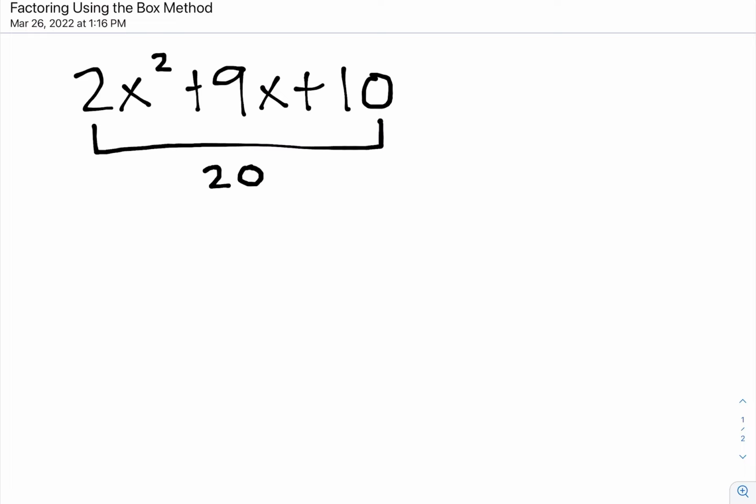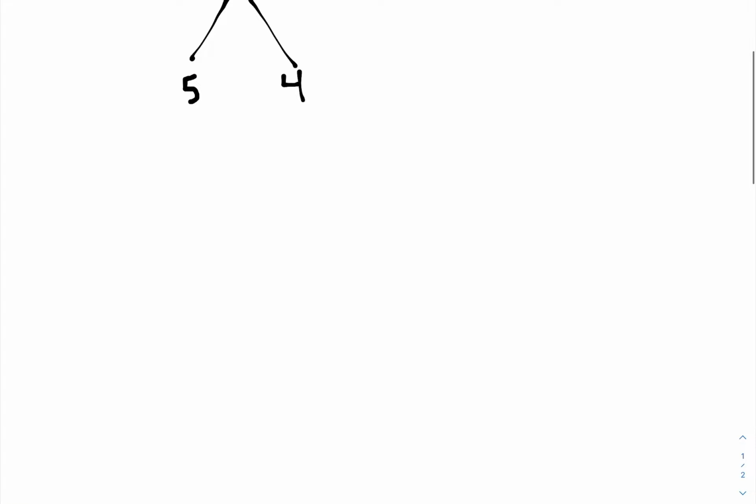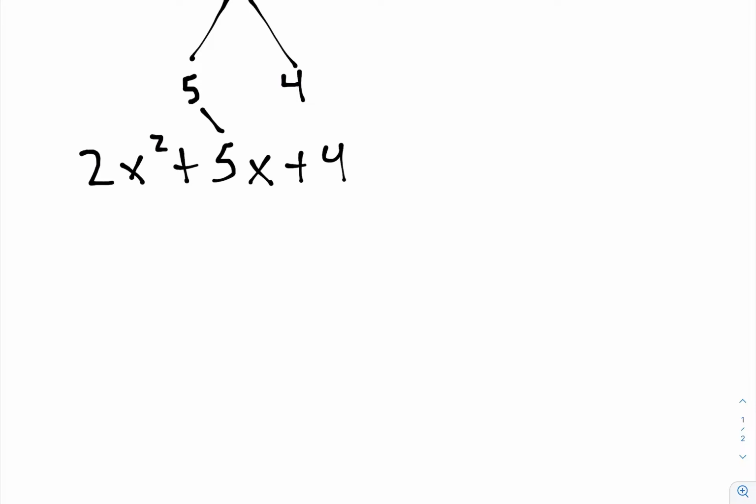So we take the coefficient, multiply it by the constant, and ask, what two numbers multiply to 20 and add to this b value, 9? The answer is 5 and 4, as you saw in the last video. Everything's the same so far. We have plus 5x plus 4x, so these numbers go as the coefficients, plus 10.